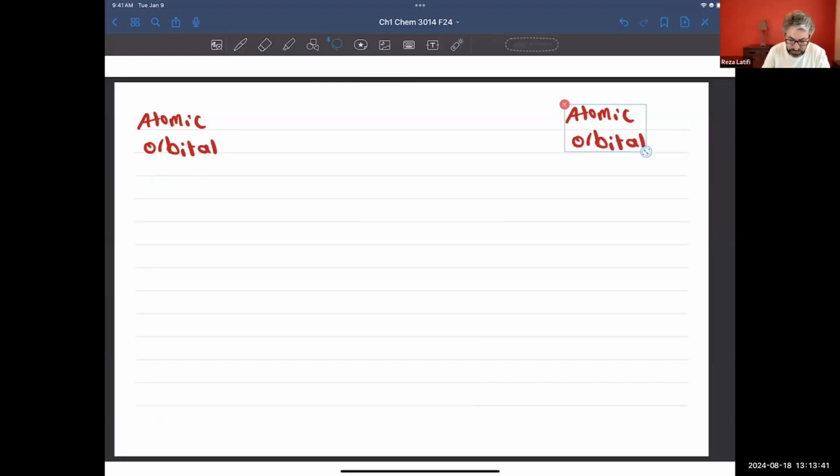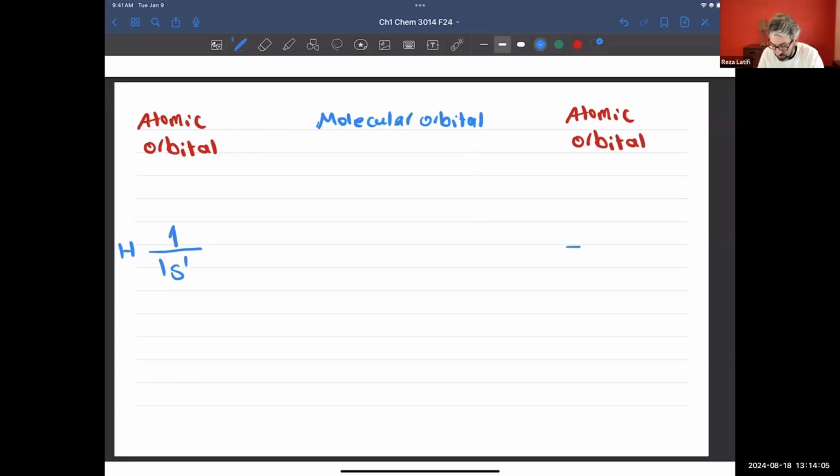Okay, and in the middle, say molecular orbital. Okay, cool. Now we have two hydrogens. Any hydrogen has one s orbital, with one electron. Show that electron here. And another one is going to have the same level of energy.